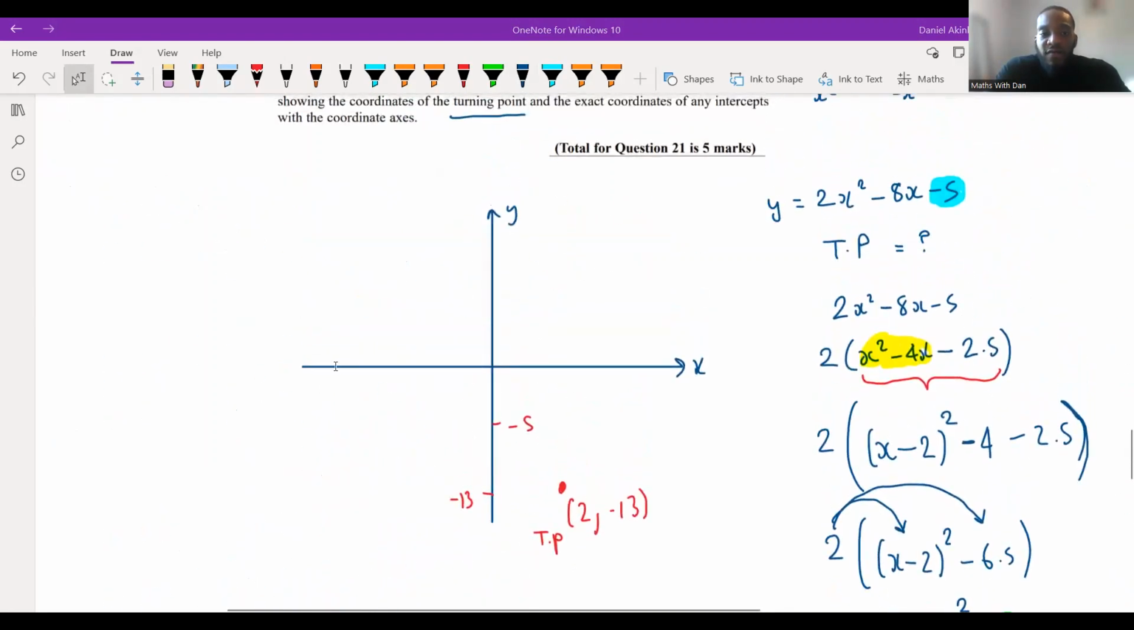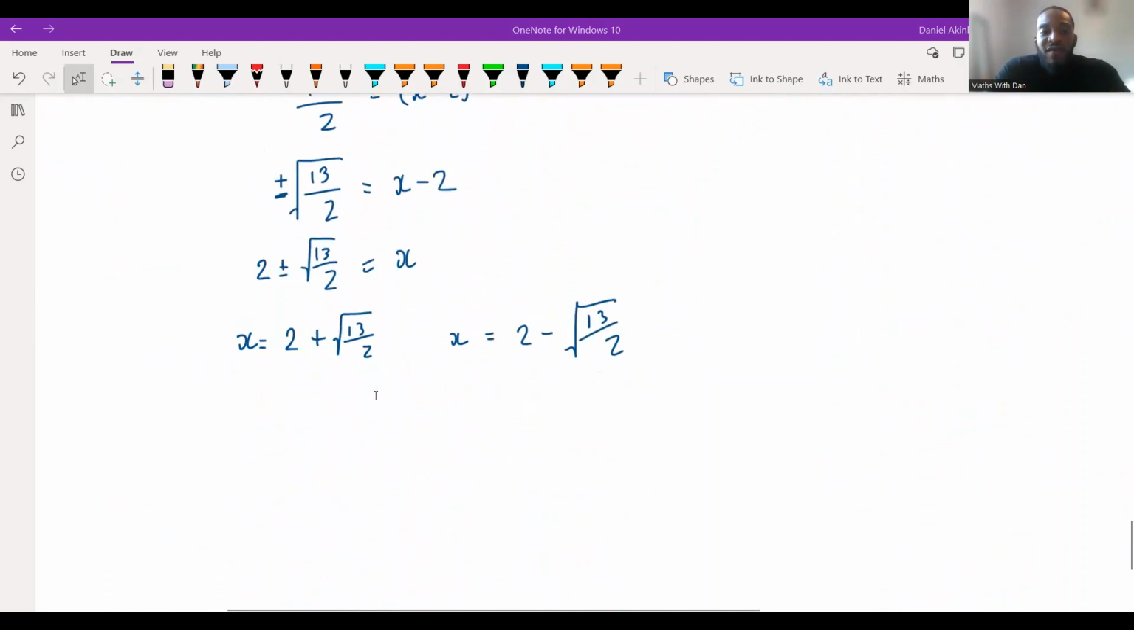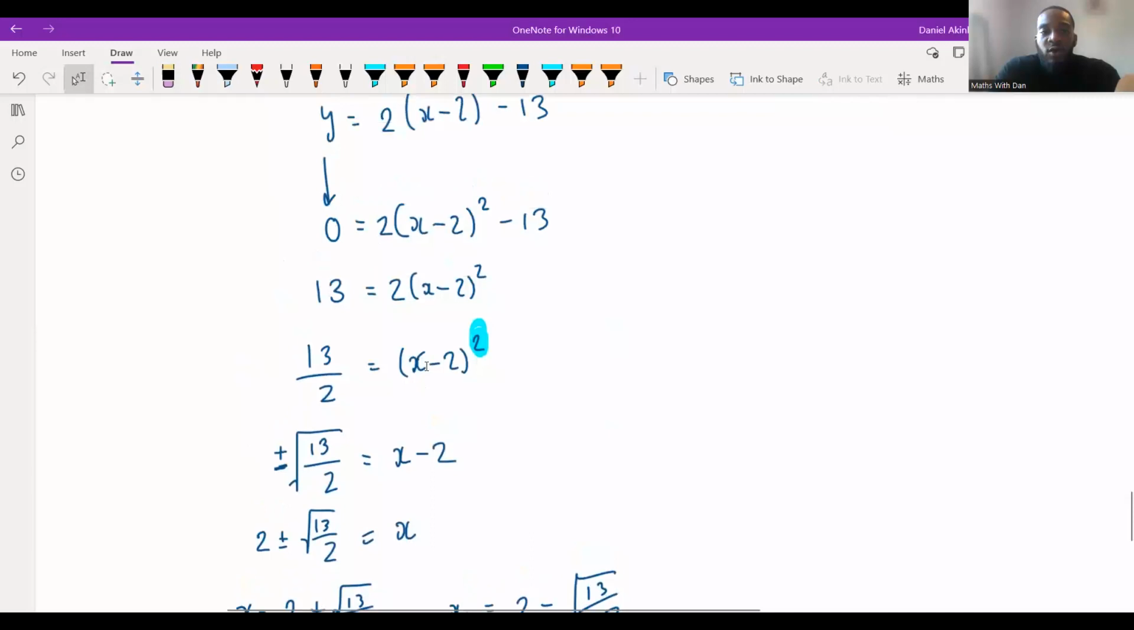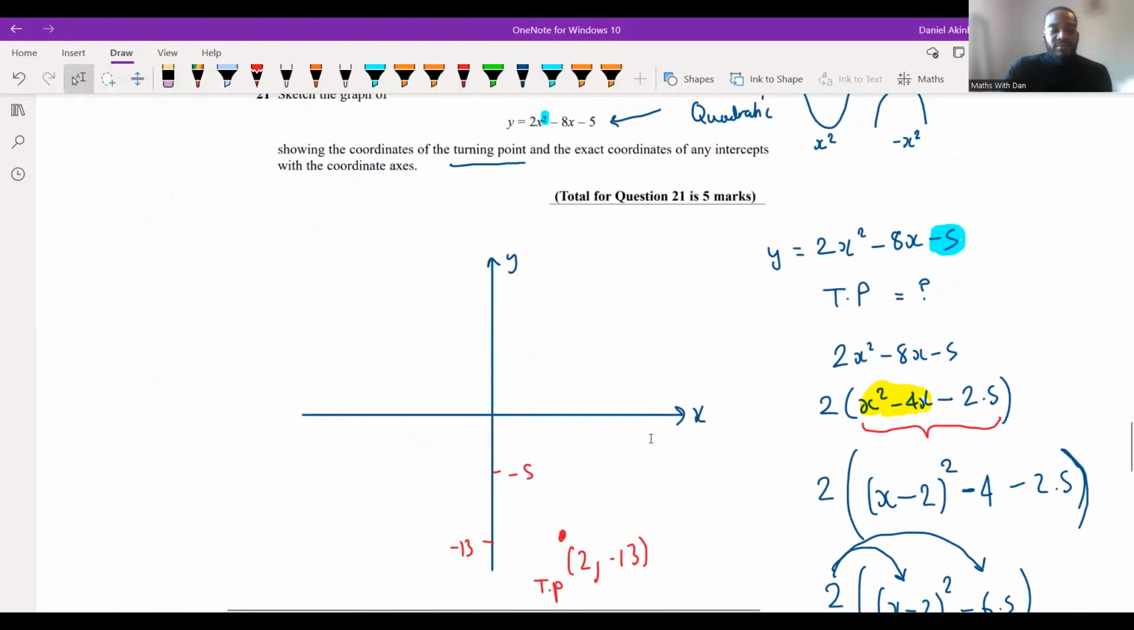Remember, on our graph, that is along this line. So what we've figured out now are the two values of x for where it goes through. Because remember, the quadratic is a U shape, isn't it? So it's going to be a smiley shape, which goes like this.